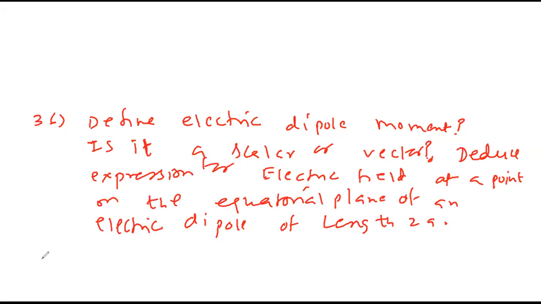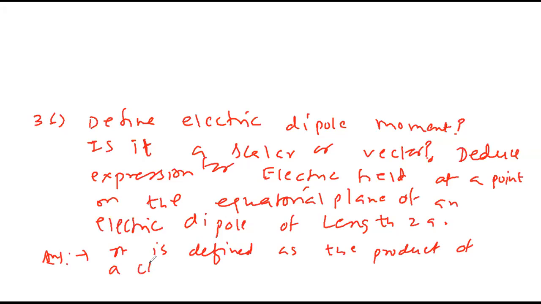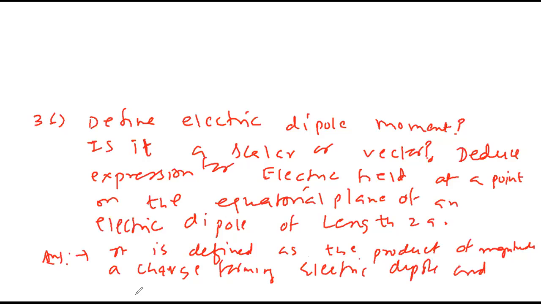Define electric dipole moment. It is defined as the product of the magnitude of a charge forming an electric dipole and the finite distance between them. That is p equals q into 2a.